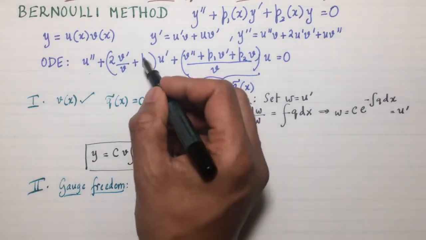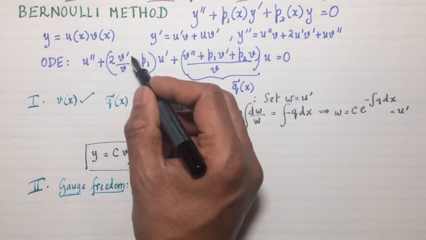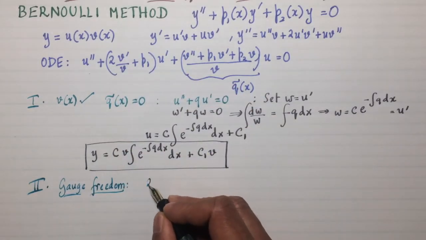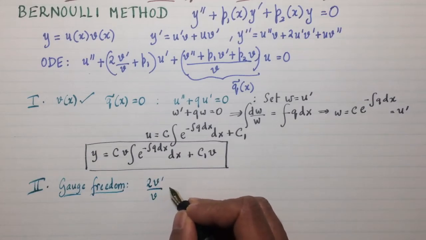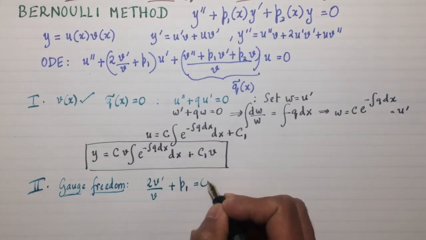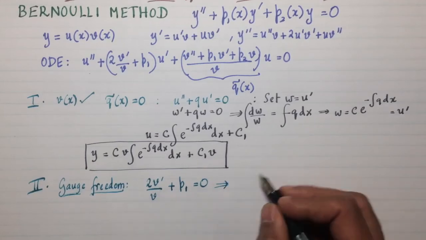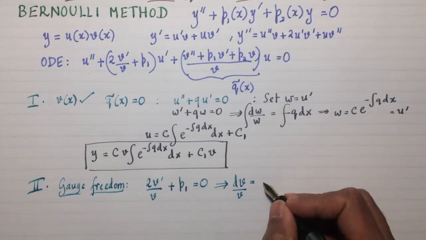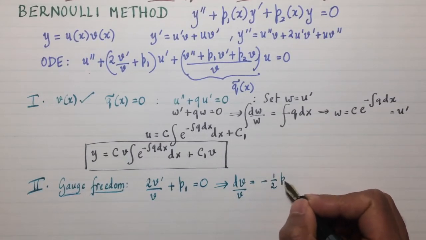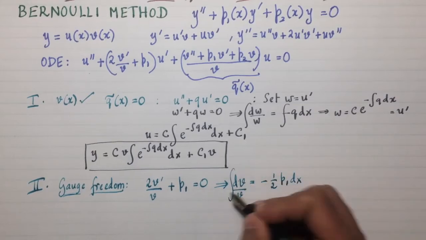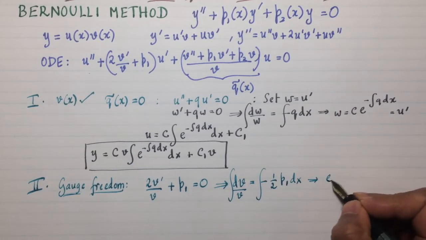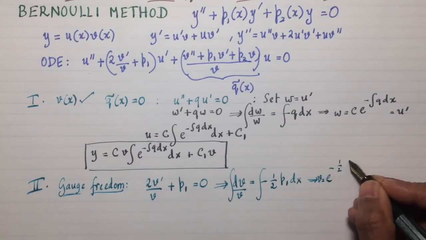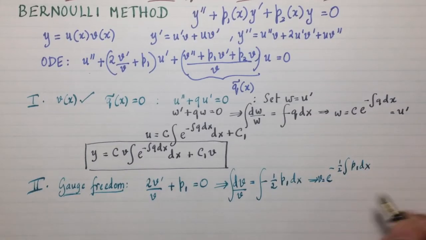And that gauge freedom is that you can demand that even if you don't know what v is, it should satisfy this equation. So what I'm going to do is demand that 2v prime over v plus p1 equals 0. Well, that's pretty easy to solve. That gives me dv upon v equals negative 1/2 p1 dx. I integrate both sides, and I end up getting v equals e to the minus 1/2 integral p1 dx.